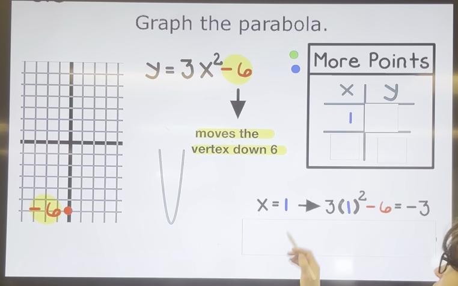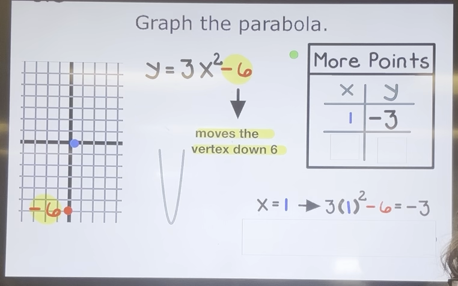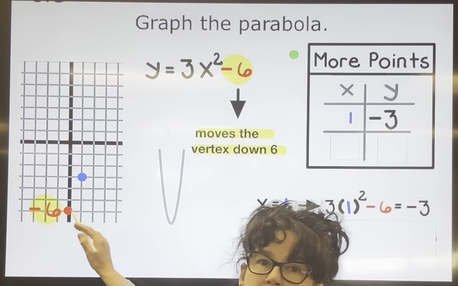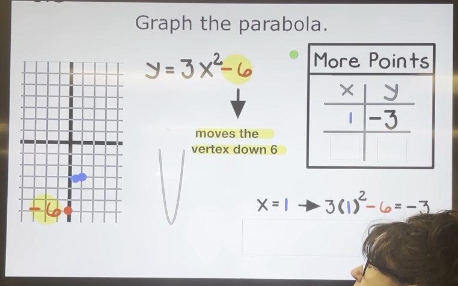If I substitute 1 into my equation, 3 times 1 squared minus 6, using good notation, I just entered that in my calculator and I got out -3. So let's plot the point 1, -3, so right 1 down 3. If this is the vertex, we can use a little symmetry to get an extra point. So if it's 1 this way, it's 1 this way.